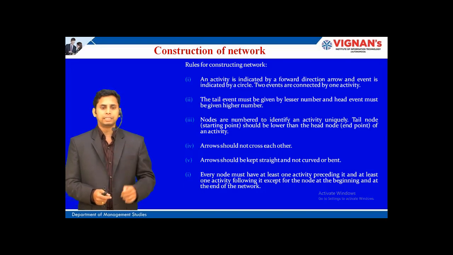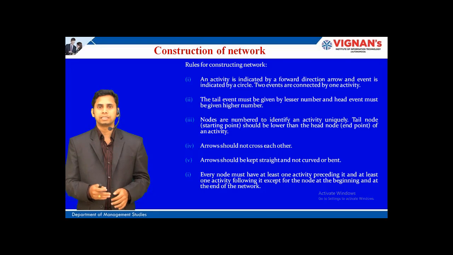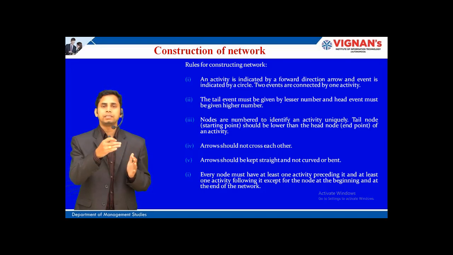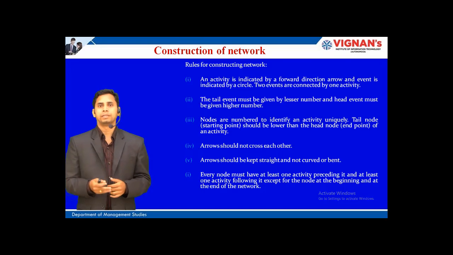First of all, an activity is indicated by a forward direction arrow and an event is indicated with a circle, and two events are connected by one activity. Now, that's what the project is about, the events and activities. So, activity is nothing but the process, event is nothing but a task. So, the activity must be done to complete a particular task.